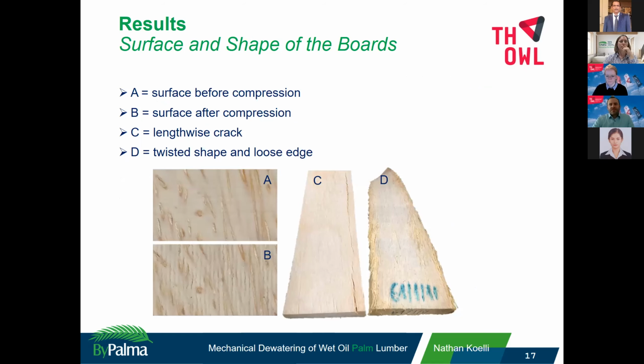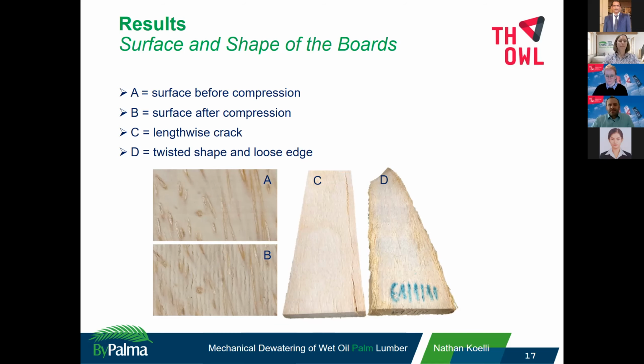The last slide of the results shows some examples of the impact of the roller press on the board surface and shape. Picture A shows the surface of an inner board before compression. Picture B shows the same image after compression. Small flat markers from the circumferential grooves of the rubberized rollers are visible, like small surface cracks. When press drying is applied, the markers disappear because of the further flat compression. And picture C shows a longitudinal crack at the trunk periphery.